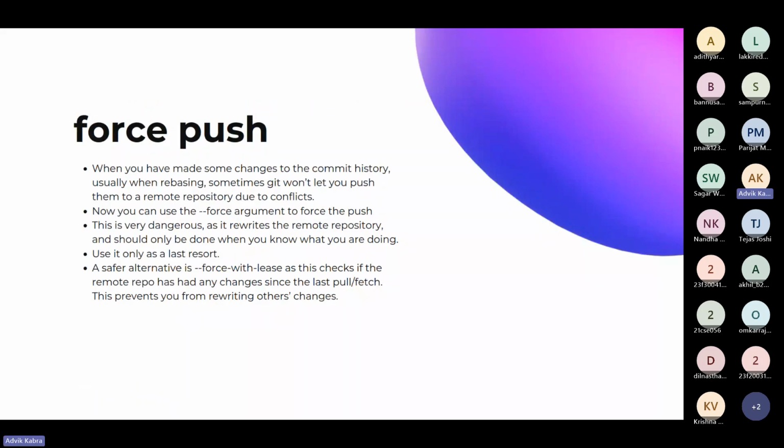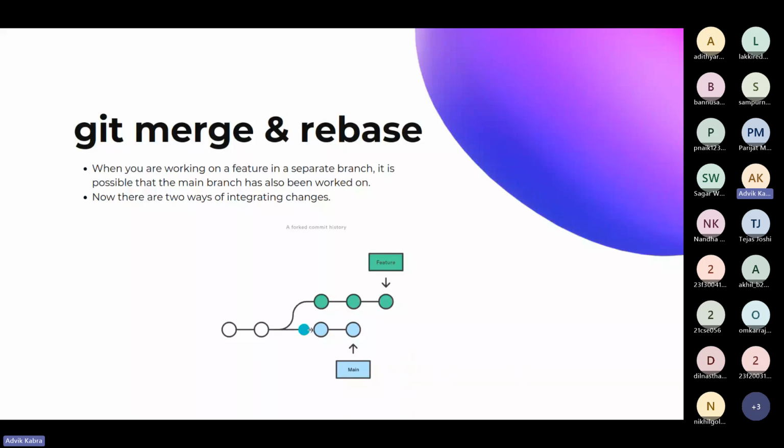Okay, force push. So now you made some changes to the commit history, sometimes when rebasing, sometimes when merging, sometimes when just doing your own work. And now Git is not letting you push to this remote repository, because there are some conflicts or there have been some changes made over there, and this tree has now diverged. But you want to forget about these two commits. You just want this main branch to come here. That is a use case. It's not often, but it could be possible.